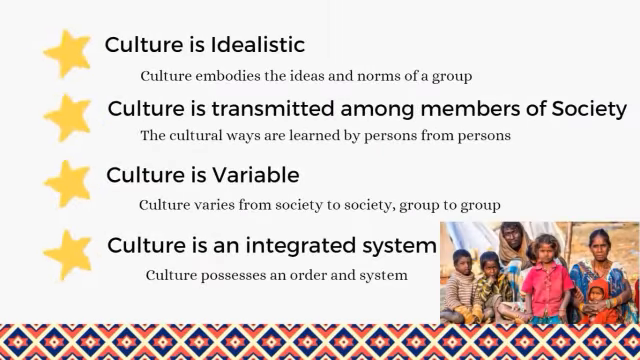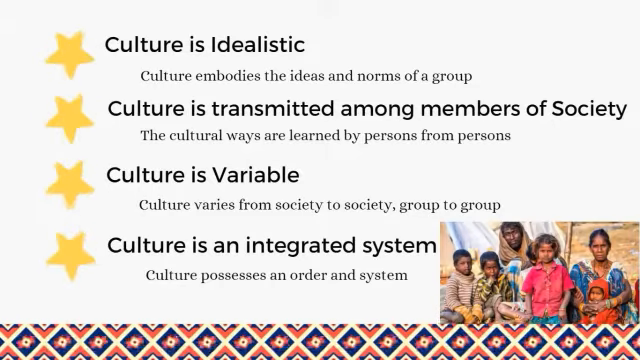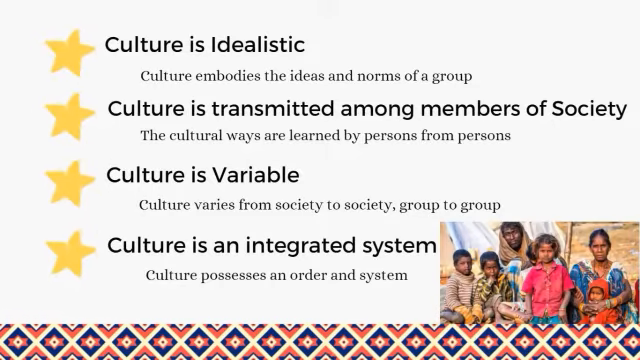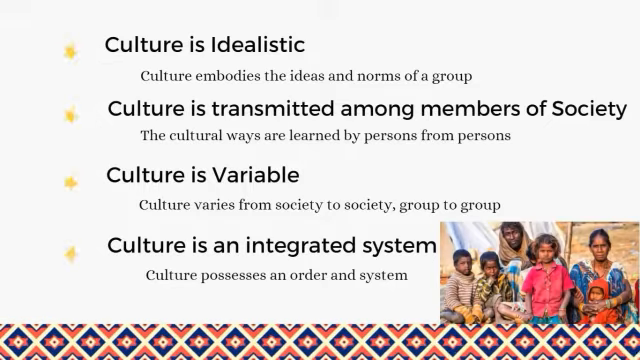Twelfth, culture is idealistic. Culture embodies the ideas and norms of a group. It is the sum total of the ideal patterns and norms of behavior of a group. Culture consists of the intellectual, artistic, and social ideals and institutions which the members of the society profess and to which they strive to conform.